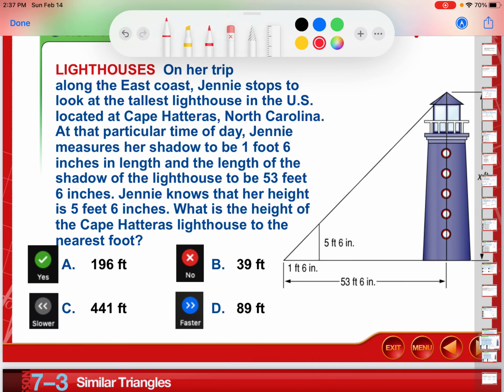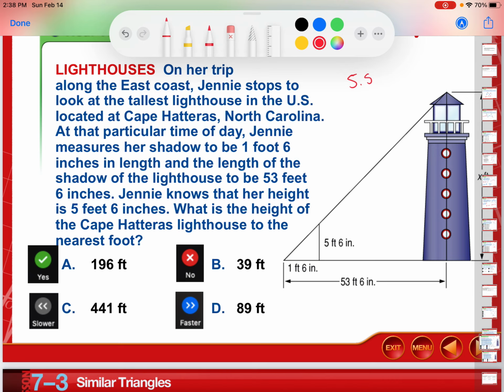All right, so you would solve this one on your own. So on her trip along the East Coast, Jenny stops to look at the tallest lighthouse in the U.S. So at the particular time, Jenny measures her shadow, and that shadow is 1 foot 6 inches in length. And the length of the shadow of the lighthouse is 53 feet 6 inches. Jenny knows her height is 5 foot 6 inches. What is the height of the lighthouse?